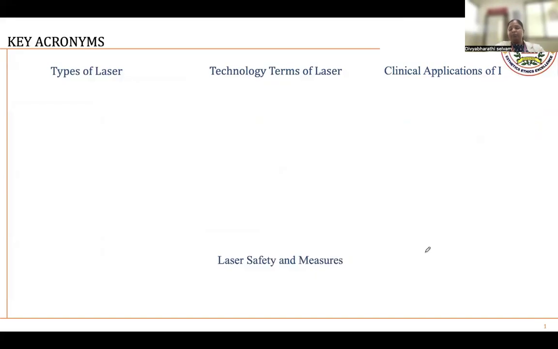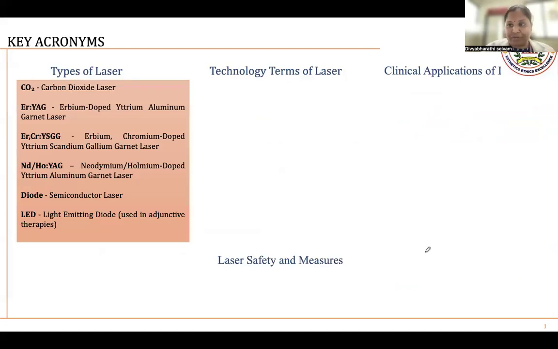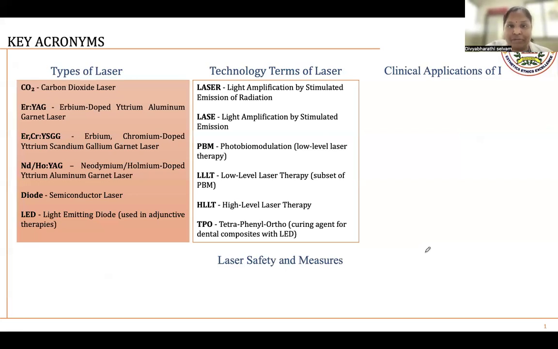Okay, next we'll come to a few of the key acronyms related to the laser. The different types of laser are carbon dioxide laser, erbium-doped yttrium aluminum garnet laser, erbium chromium-doped yttrium scandium gallium garnet laser, neodymium holmium yttrium aluminum garnet laser, a diode, which is a semiconductor laser, and light emitting diode, which, based on the type of diode, will also come under one of these.